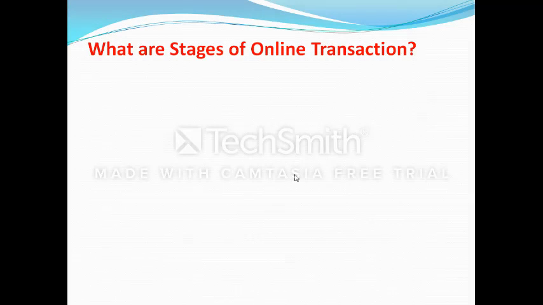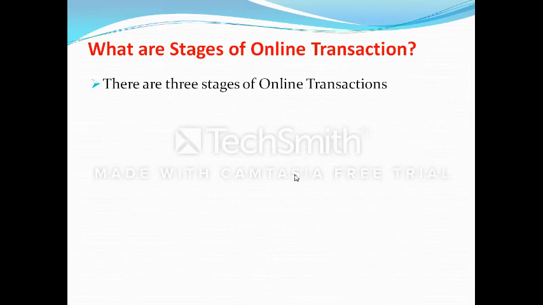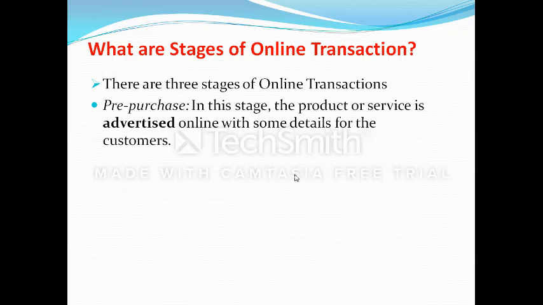Let's move on to the next slide. So what are the stages of online transactions? There are three stages of online transaction. First stage, pre-purchase. Pre means that it is happening earlier. What do you mean by purchase? Purchase means buying of the items. So the first stage is the pre-purchase stage.